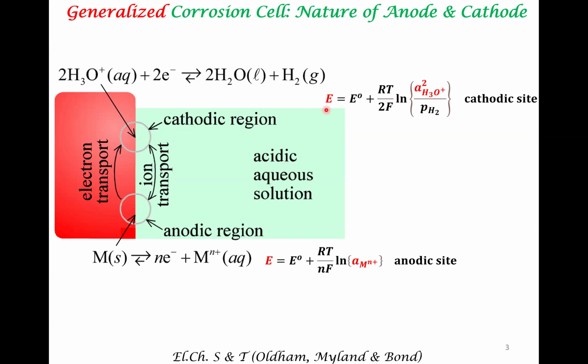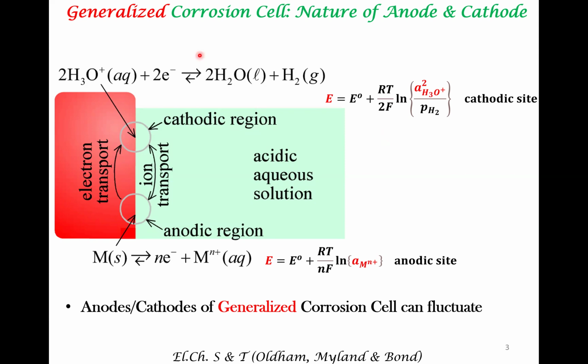So the potential in this case is affected by the concentration of proton and the concentration of hydrogen. By varying this, this potential gets modified, which in turn modifies the capacity of a particular site to act as a cathode. So what is to be understood is that in uniform or generalized corrosion cell, anodic and cathodic sites can fluctuate. What was once, let's say, an anode can become a cathode because of changes in some relevant species, and what was a cathode can become an anode.